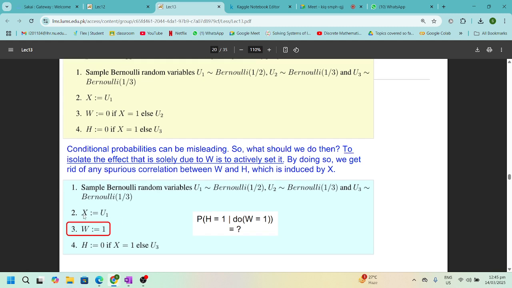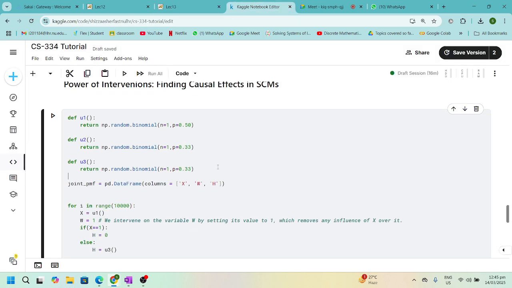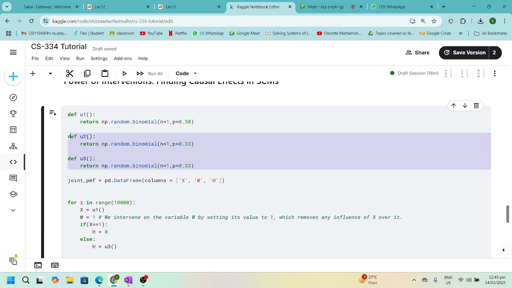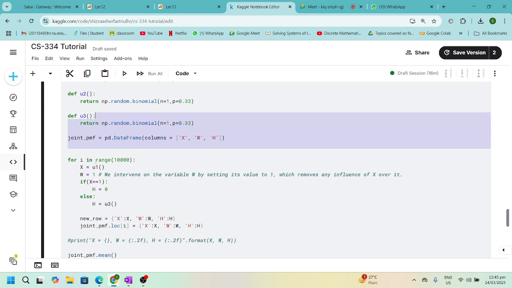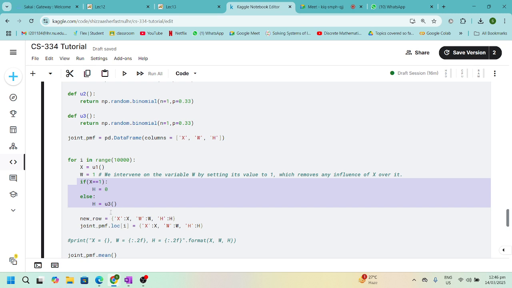So now I want to change my algorithm to match this new data generating process. And इसको change करना बहुत easy है. U1, U2, U3 नहीं change हुए. They are exactly the way that they were. X is still the way that it was, X equals U1. And H is still the way that it was as well. If X is 1, then H is 0. Otherwise, H equals U3. And this is what I've changed.